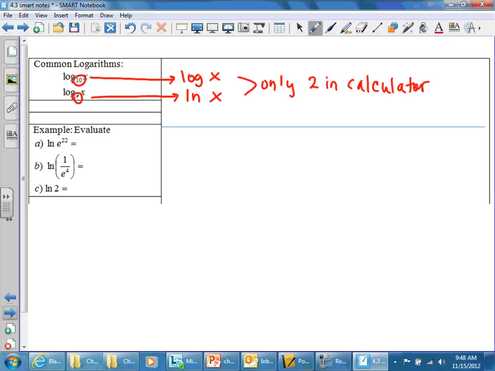Okay, so let's look at these few and see if we can't evaluate using that natural log. So anytime I see an ln, it might help you if you write it log base e to know what's going on as you start to solve or evaluate. So now I see I have the same base, so I'm just left with 22.